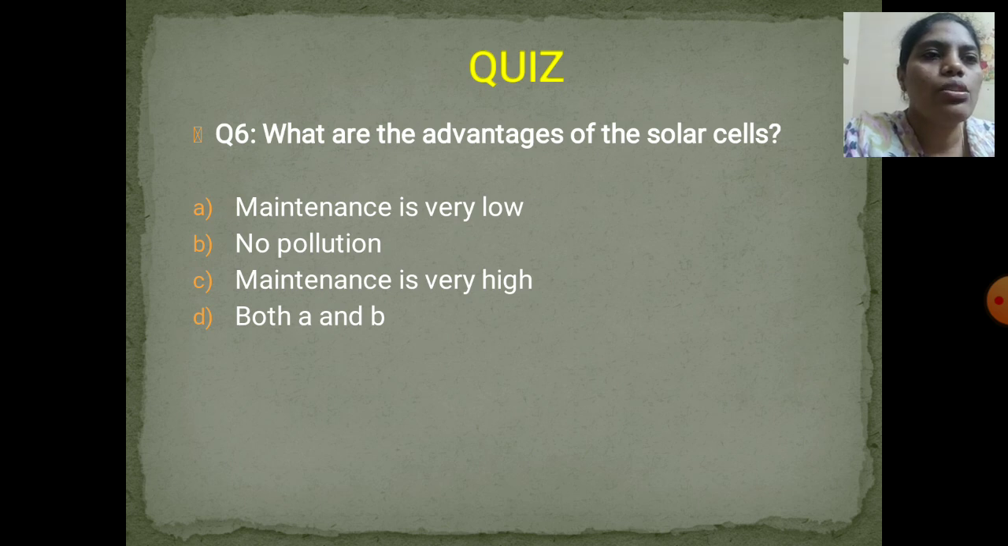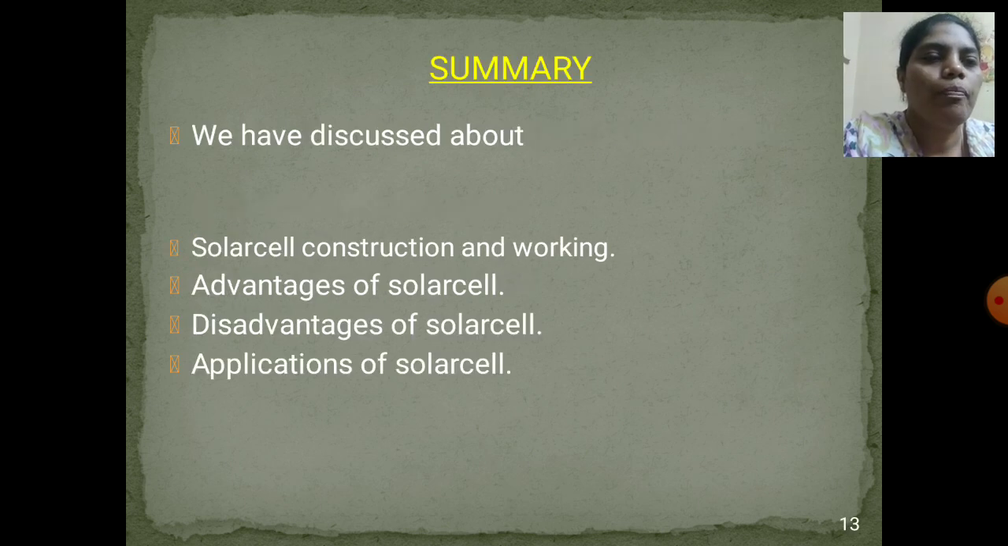What are the advantages of solar cells? Maintenance is very low, no pollution. Maintenance is very high, both A and B. So maintenance is very low and no pollution. So the answer is both A and B. So let us summarize what we discussed in this video lesson. We have seen the construction and working of solar cell, and also we have seen advantages of solar cell, disadvantages of solar cell, and what are applications of solar cell.